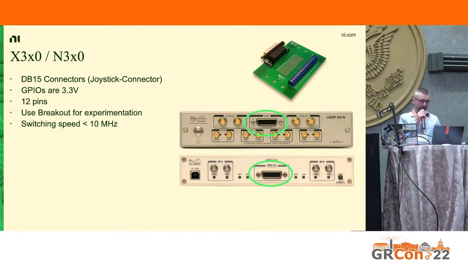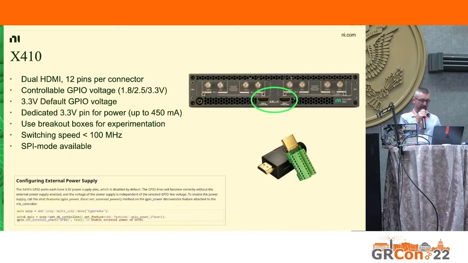All right, our flagship USRP, the X410, which I only didn't put first because I wanted to start off with the ones that you had seen earlier in the slides, is much better designed when it comes to GPIOs. First of all, we have 2 connectors, which gives you more pins, 12 pins per connector, 24 pins total. And then they're on an HDMI connector, which is just a much better connector, more common. You can also get breakout sets for HDMI, that works just fine.